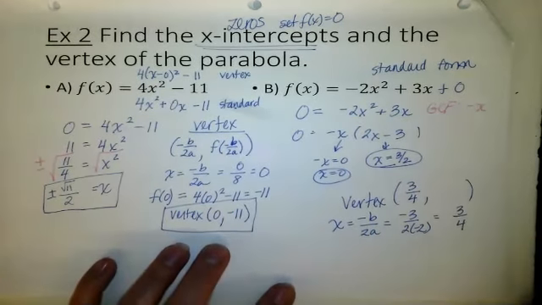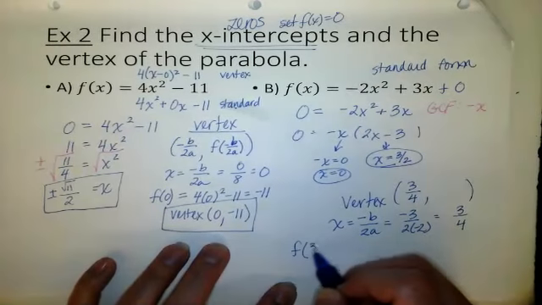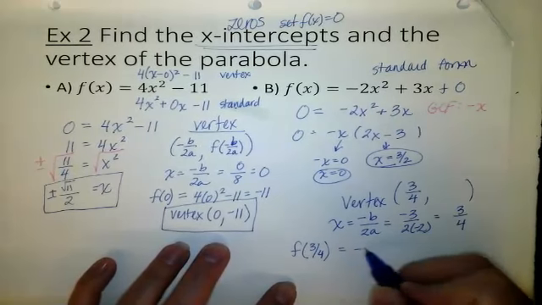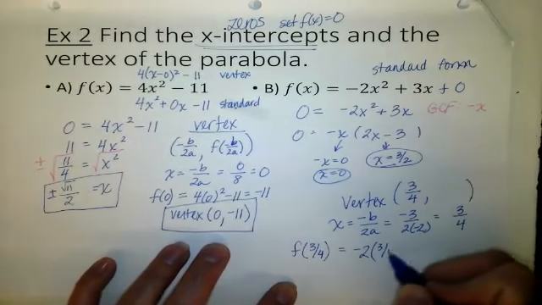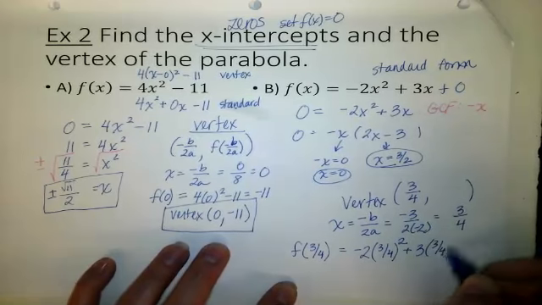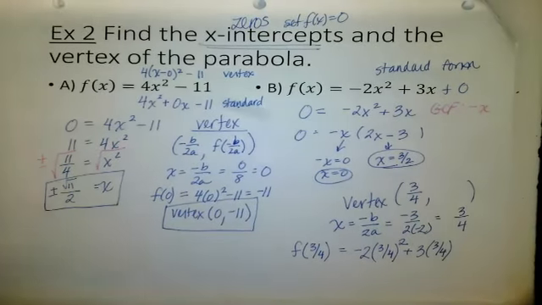And how do I find the y coordinate? Plug it in. F of 3/4. Let me know if I make a mistake. So -2, plugging in 3/4, squaring it, plus 3 times 3/4. And because I'm tired and I just don't want to do that, I'm going to use my calculator.